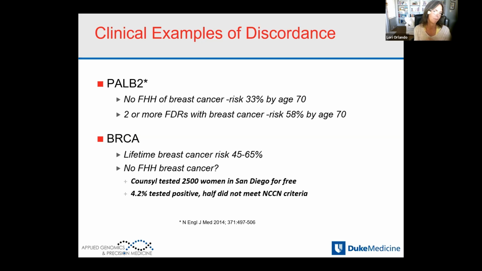So what does that mean for this group? Do they have a lower risk for having breast cancer if they have that pathogenic variant and they didn't have the family history? That they do, but there's a lot more for us to be able to understand here. So these are two really good examples of how discordance is important to understand.